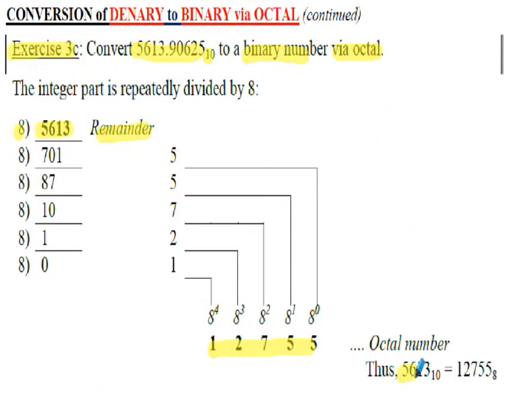So 5613 in base 10 is written as 12755 in octal.